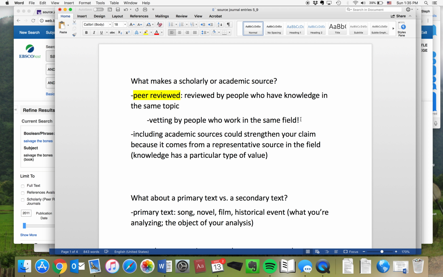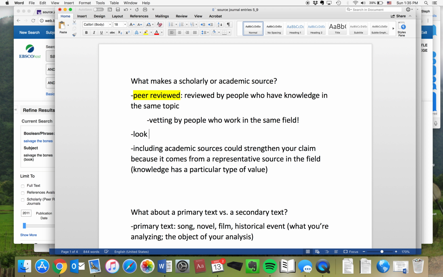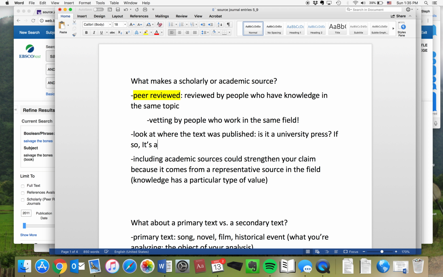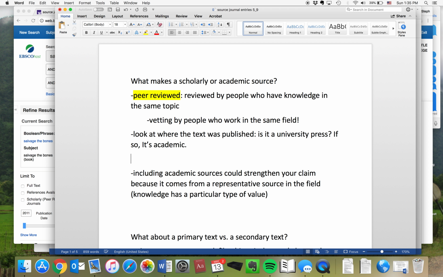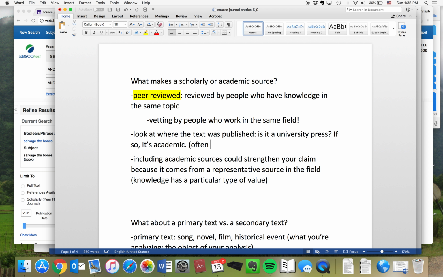And that's the easiest way to see if we've got an academic source on our hands: we want to look at where the text was published. Is it a university press? If so, it's academic, right? And often that also means peer-reviewed, right? So that's the other thing to keep in mind: if it's from a university press, it's also peer-reviewed.